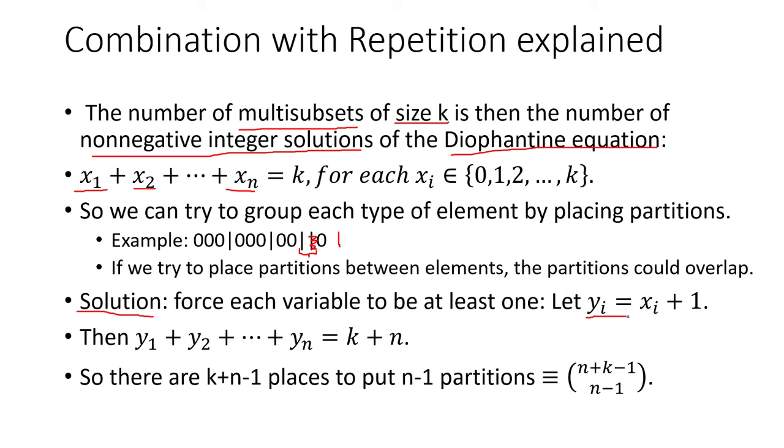So we just do a simple substitution, let y sub i equal x sub i plus 1, and if we do the algebra out right here, we'll have that y1 plus y2 all the way up to yn is equal to k plus n, because we add 1 n times, so it gives us this on the right hand side. So now we have k plus n minus 1 places to put n minus 1 partitions, which will give us the formula here. Since we're choosing n minus 1 partitions out of k plus n minus 1 locations.